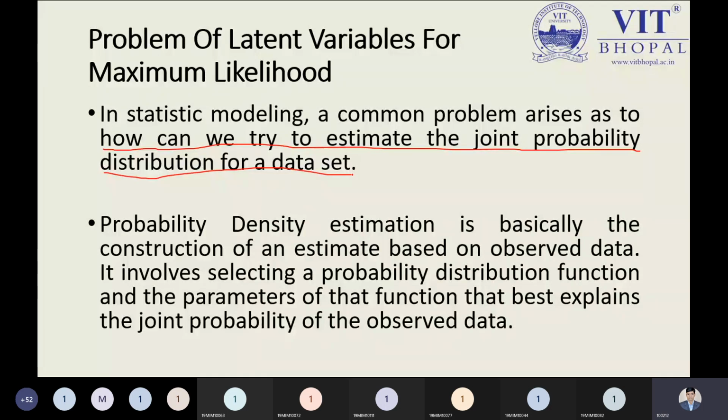Can anyone tell me what is meant by the joint probability distribution? Anyone, if you're remembering, you can share your answer right now. Please tell me what is meant by the joint probability distribution. Yes, speak, Emily.